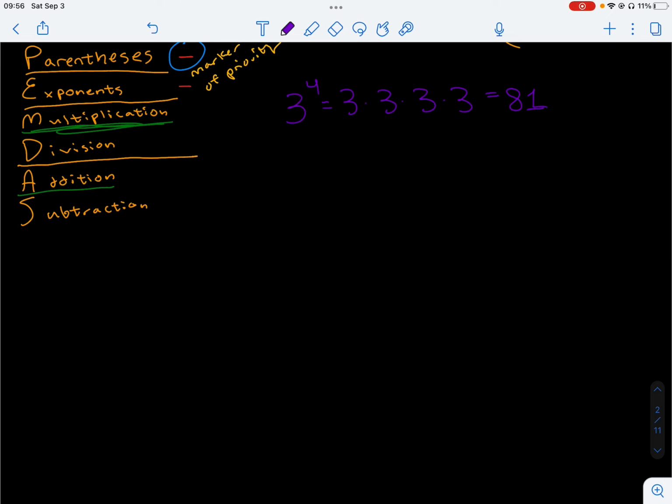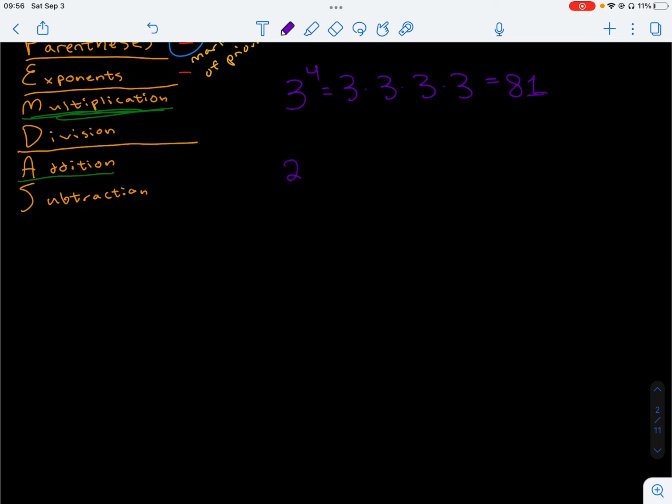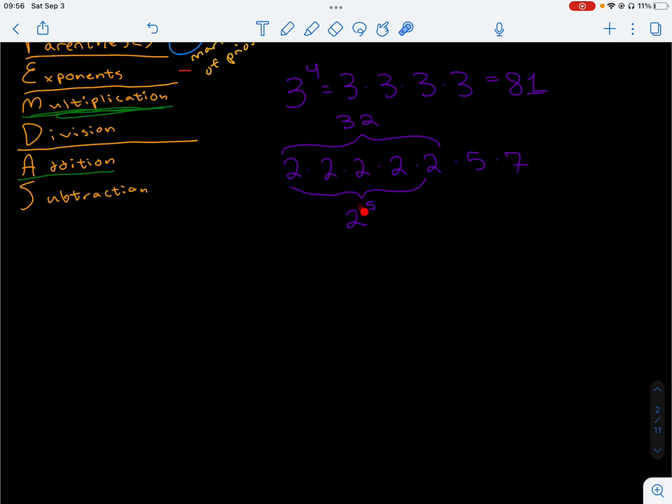So why are exponents a higher level priority? Well, let's go and visit this. Imagine we had an expression like 2 times 2 times 2 times 2 times 2 times 5 times 7, for instance. And I wanted to say, okay, well, what is this? Well, 2 times 2 times 2 times 2, I don't know why I did that. This guy right here will come out to be 32. It would also be 2 to the fifth, as I was saying before, because we have 5 copies of 2 multiplied together.